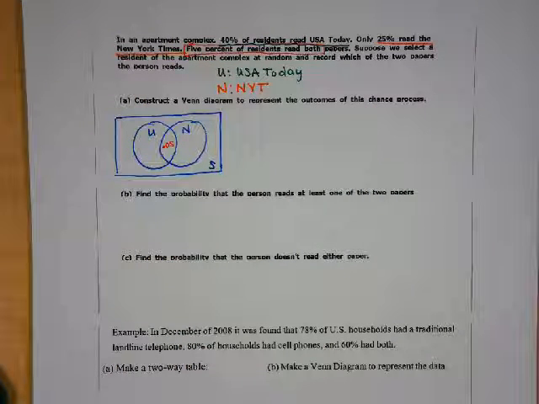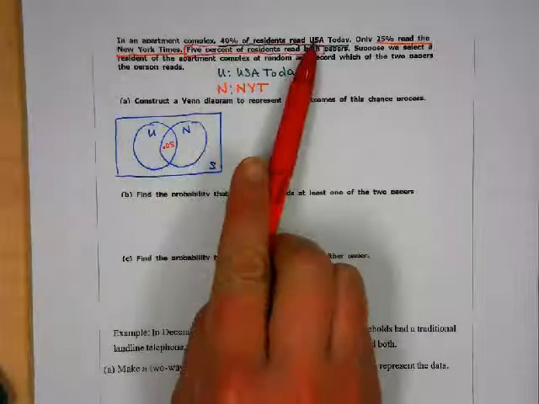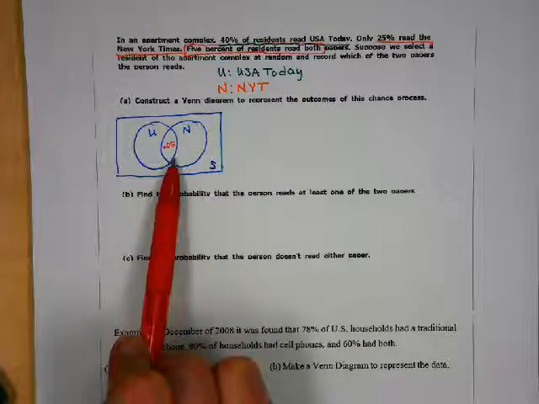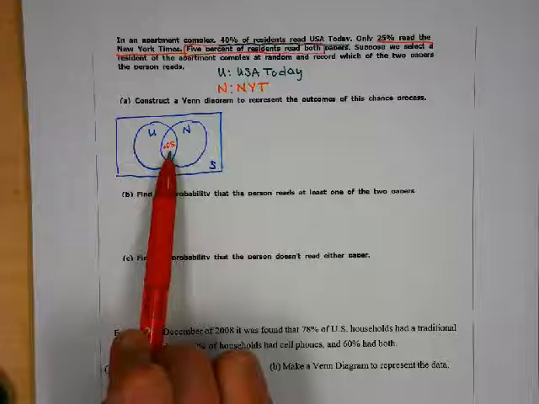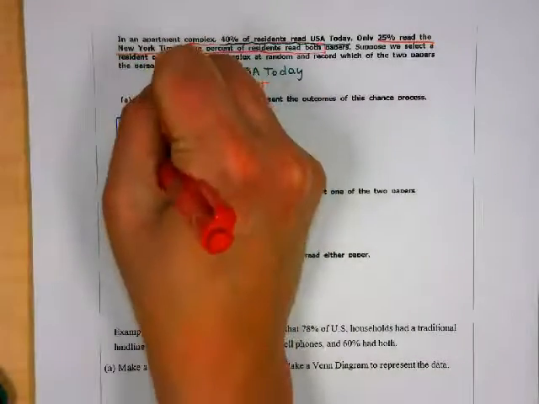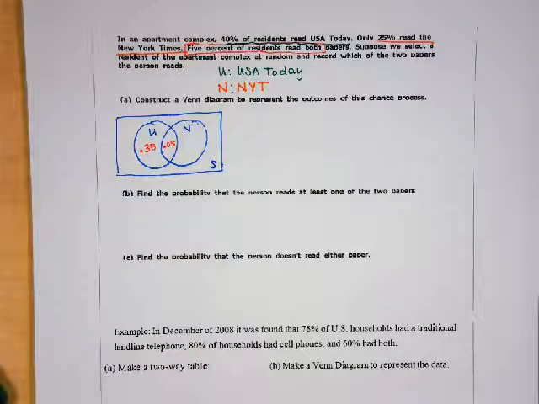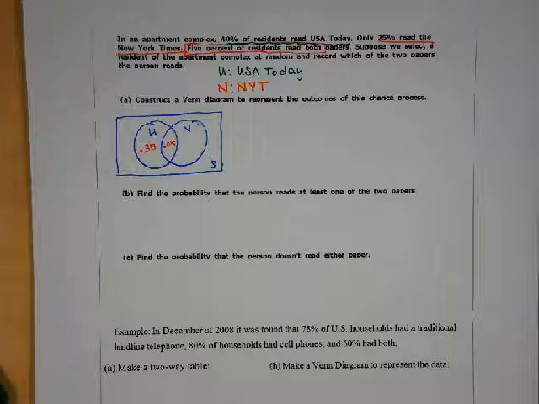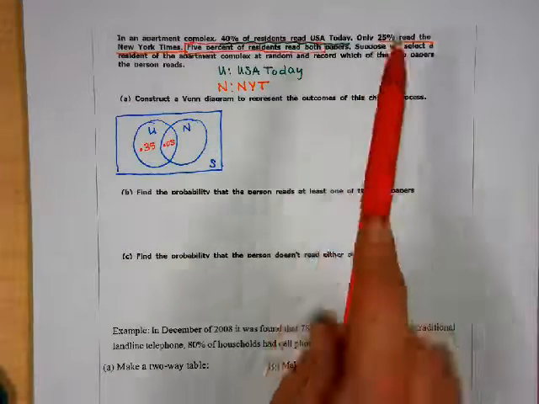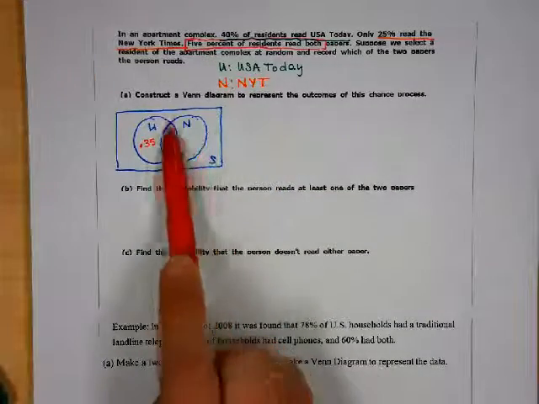Then we are told that 40% read USA Today. So I need 40% in my circle U. I already have 5% of those people. So that means that I need to have another 35% to make sure I have my 40% that read USA Today. 25% read the New York Times. So in circle N, I have to have 25%. I already have 5%, which leaves 20%.